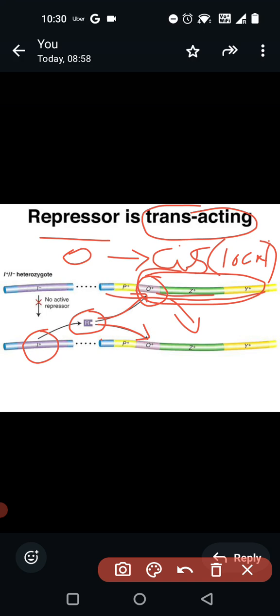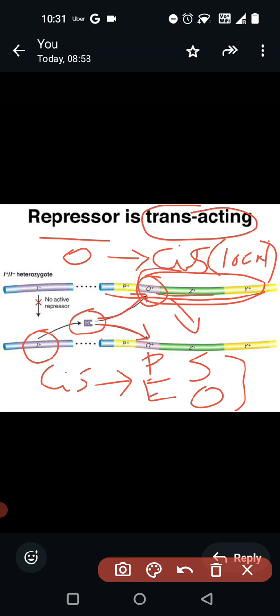Other examples of cis-acting elements are promoters, enhancers, silencers, and the operator in bacterial operons. These are all cis-acting: promoter, enhancers, silencers, and operator. These 4 work in cis-acting mode. And what about trans-acting? Regulatory proteins like transcription factors and repressors always work in trans-acting mode.